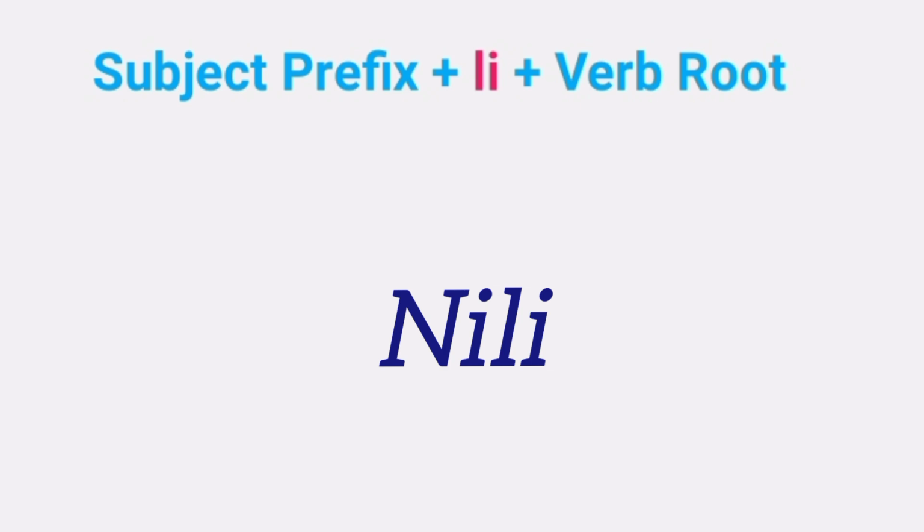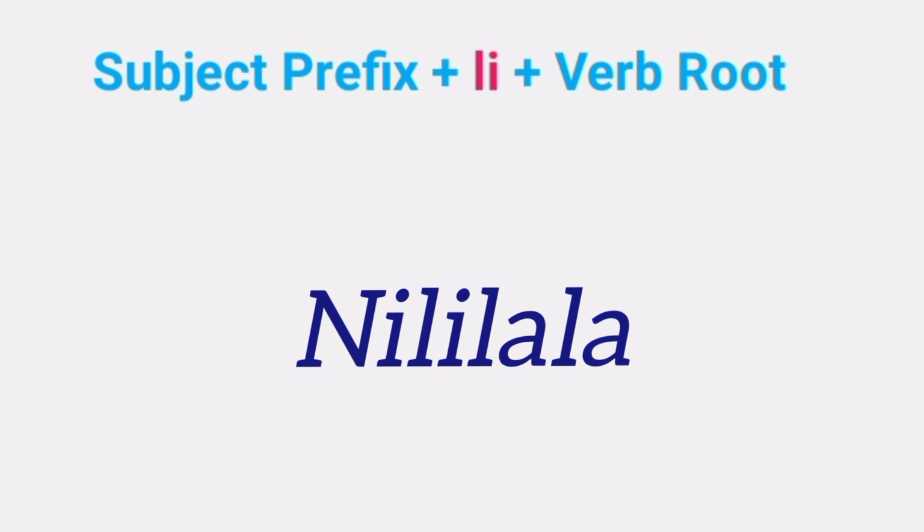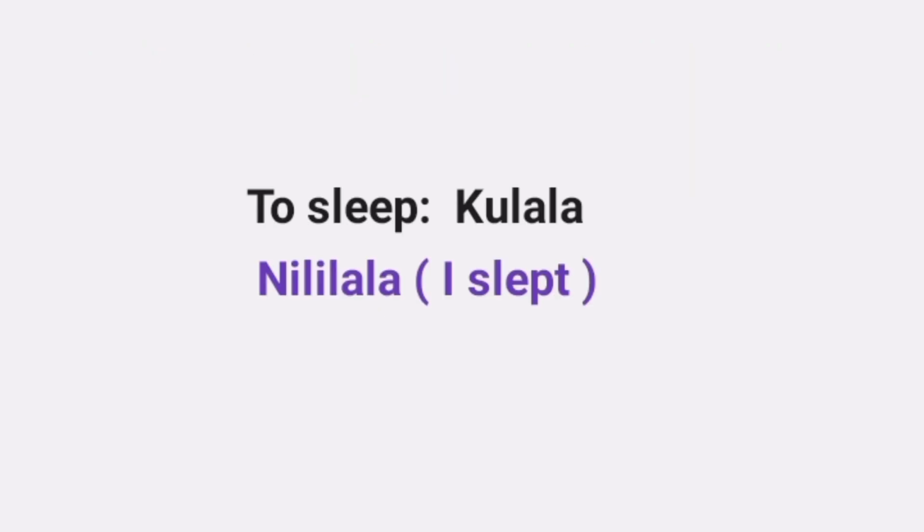Now, the verb root of kulala is lala. To get the verb root, we just have to drop the ku. When we drop the ku, we have lala. So lala is the verb root of kulala. Once we have the verb root, we just add it to nili, and we get nililala. This is a complete past tense. I slept. Nililala.